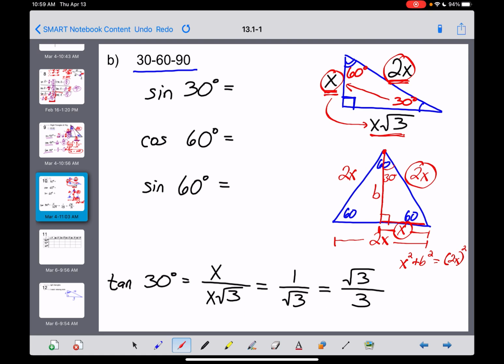And going real quickly here, guys, you'd get x squared plus b squared is equal to 4x squared. Subtract the x squared and get b squared is 3x squared. Take the square root of both sides, and that's how you end up with b is x times the square root of 3. So that explains where that comes from.